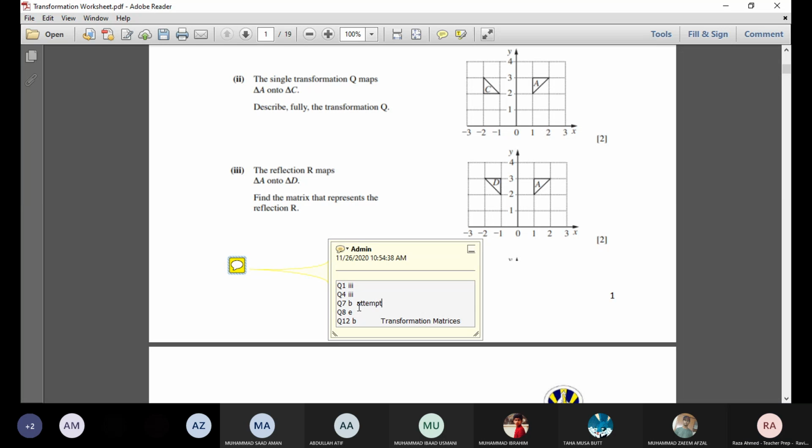Oh, by the way, any of those of you who are attempting these questions, if you feel any sort of confusion, you have any query, feel free to ask. I'm going to move to that particular question on the worksheet and discuss it with you.